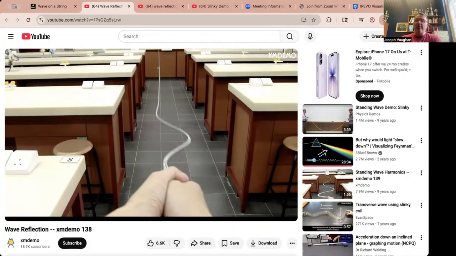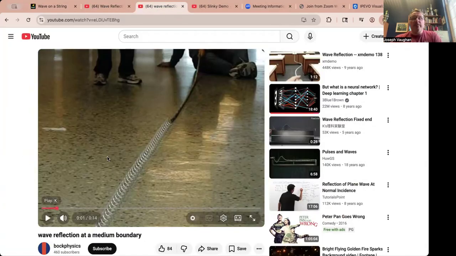So pretty clear there. There are two types of reflections. We're going to call reflections off of a fixed end a hard reflection, and off a non-fixed end a soft reflection. So in a hard reflection, I get inversion. In a soft reflection, I do not. So we can see the wave going into a new medium.